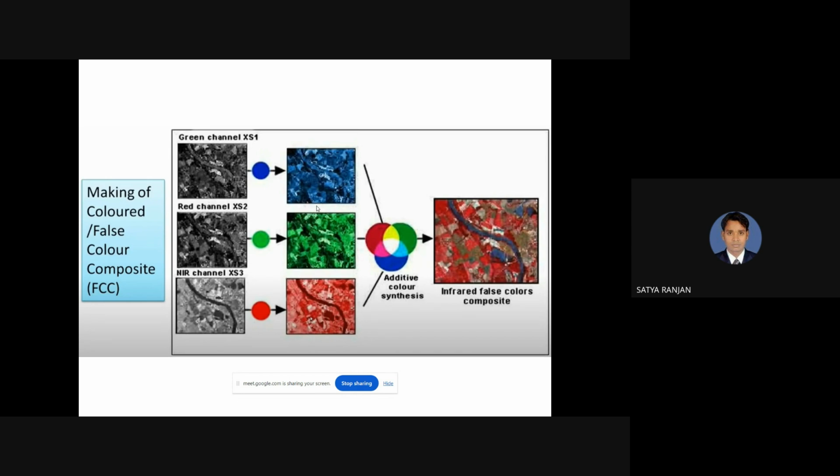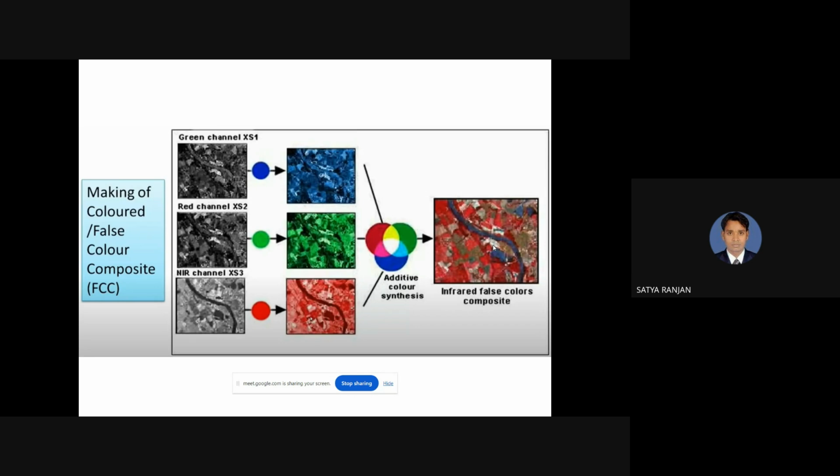The false color image is not a true color image, which is what we see normally. In a true color image it looks different from the false color image. The difference is that green vegetation and forest areas are seen in red color. A filter is used for this: the green channel is converted to the blue channel. So the green wavelength is converted to blue, then red is converted to green, then near infrared is converted to red. So blue, green, red are arranged, and the final product is the infrared false color composite.